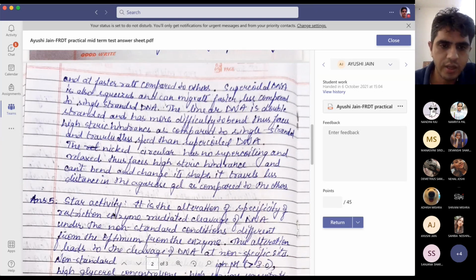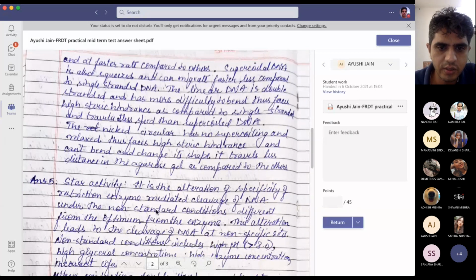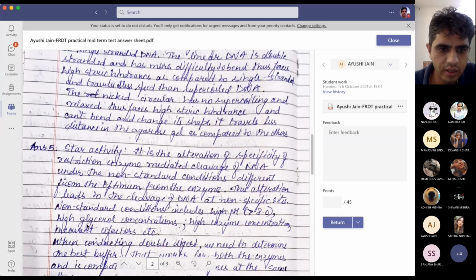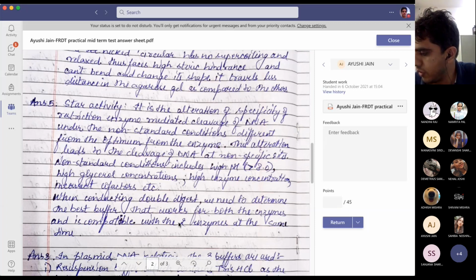Now question number 5, star activity. It is the alteration of the specificity of the enzyme under non-standard conditions, from the optimum. This alteration leads to new, non-specific cleavage. Non-standard conditions like high pH, yes, right. High glycerol concentration, that's also right. When conducting double digestion, both alterations matter. Yes, this is perfectly right. So again 5 for Ayushi.